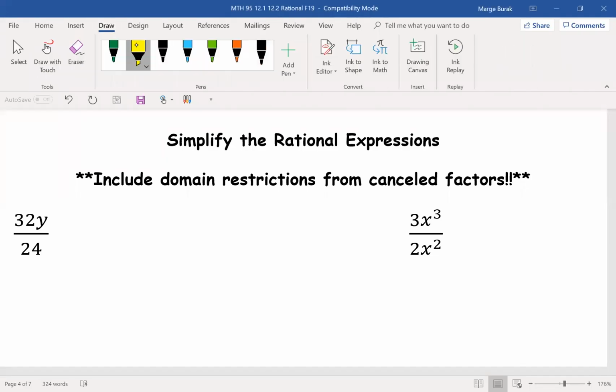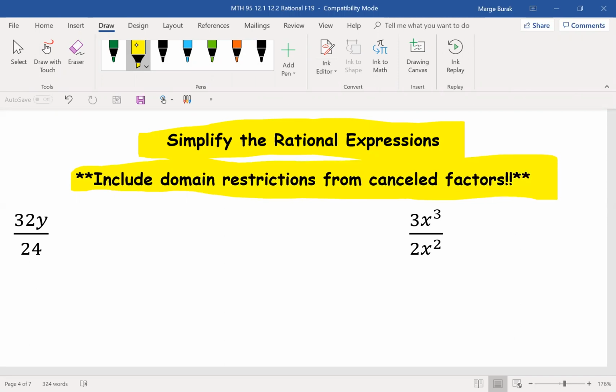Okay, let's simplify rational expressions. Now, one thing we need to remember when we simplify any rational expression is to include any domain restrictions that get canceled, any factors that get canceled. So if we were to look at just this regular fraction and we want to simplify that, one way to do that is to factor it.